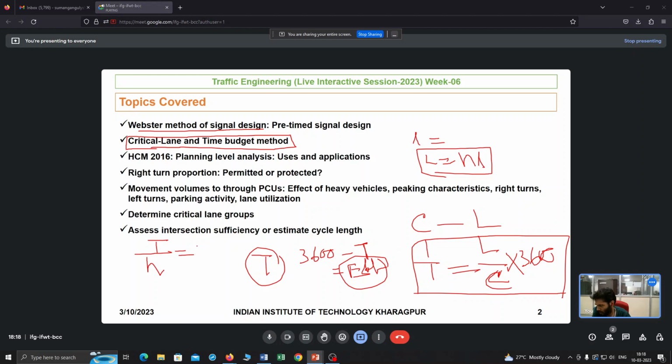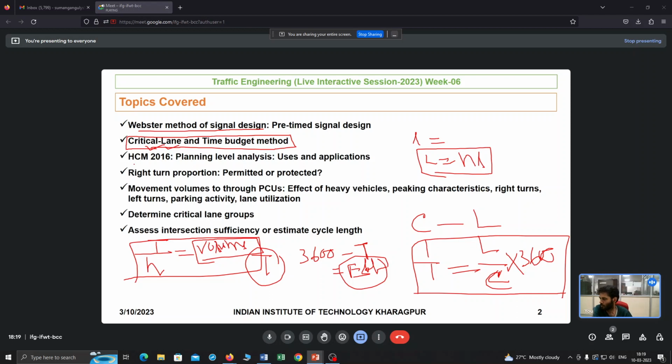You will get the volume, and because we are considering only the critical lanes, we will get the critical lane volumes. Once we know the critical lane volumes, we can observe that this is the maximum permissible volume. If your actual volume exceeds this, then you may need to increase your lanes, or increase your green time. This is called the critical lane and time budget method.